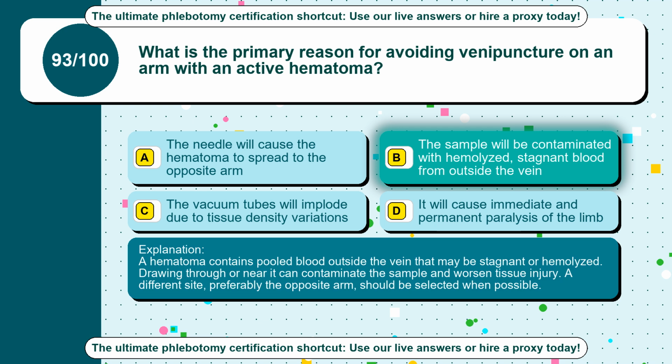A hematoma contains pooled blood outside the vein that may be stagnant or hemolyzed. Drawing through or near it can contaminate the sample and worsen tissue injury. A different site, preferably the opposite arm, should be selected when possible.